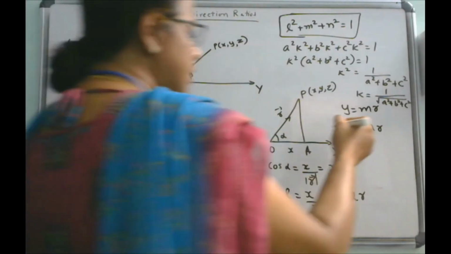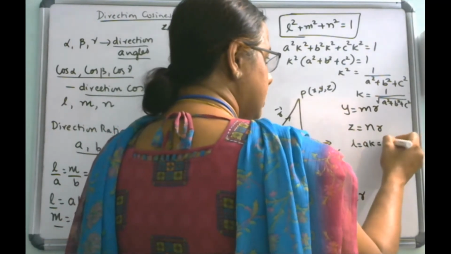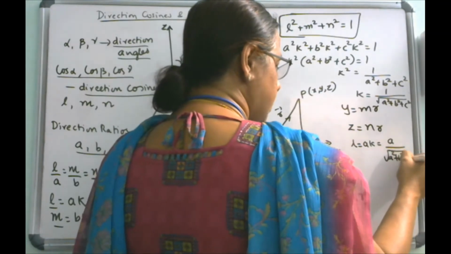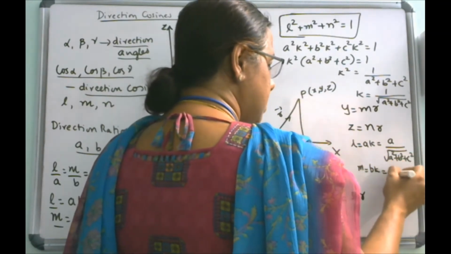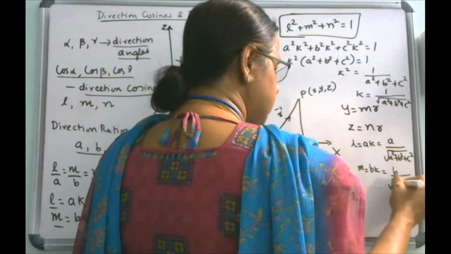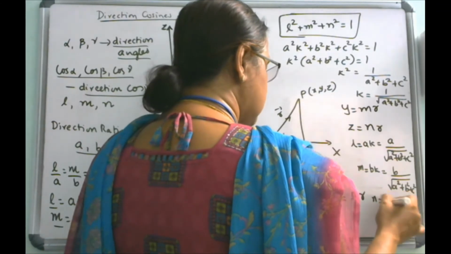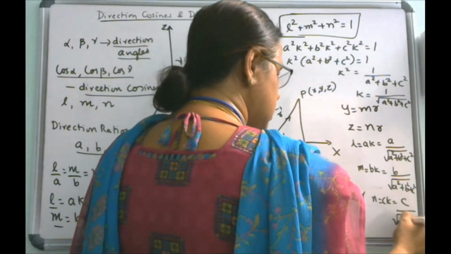So l is equal to a into k, so l will be written as a by root of (a square plus b square plus c square). m is equal to b into k, so it will be b by root of (a square plus b square plus c square). And n is equal to ck, so c by root of (a square plus b square plus c square).